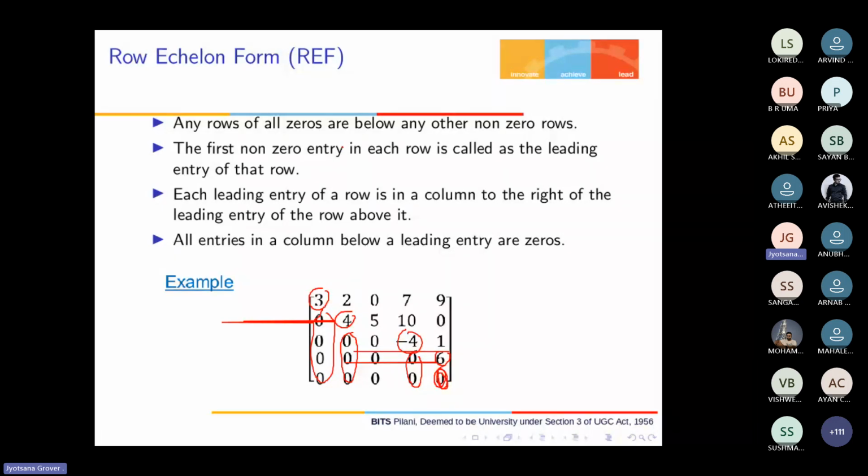So if all these properties are satisfied, only then we say the matrix is in REF form. REF form is row echelon form. Now, how will you get this form? It is important to know.